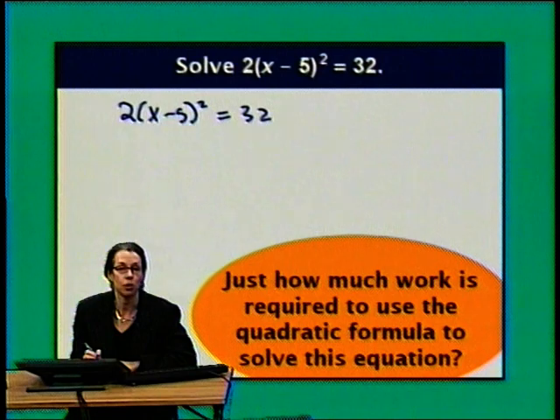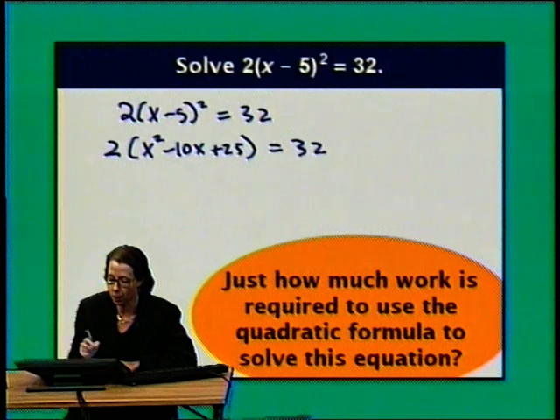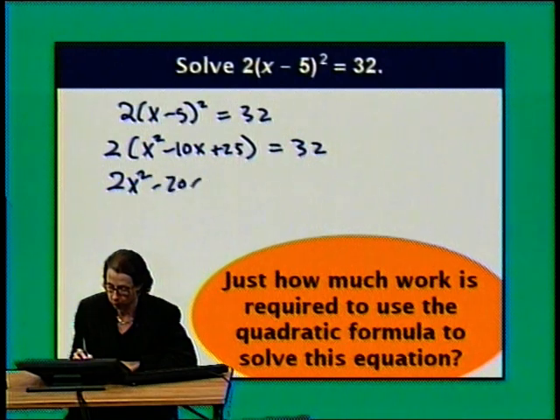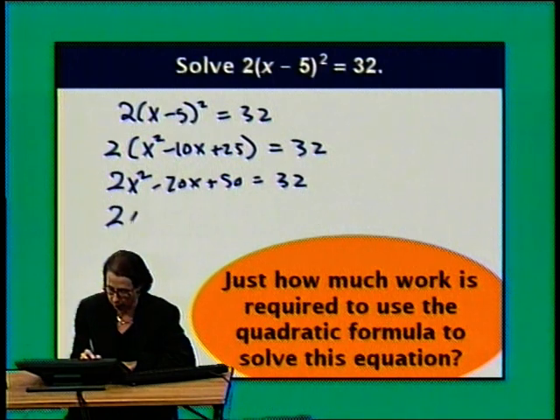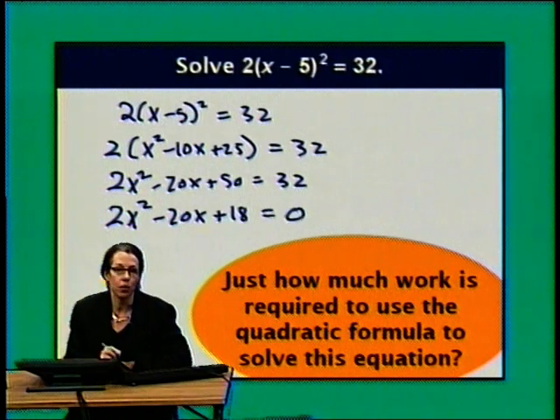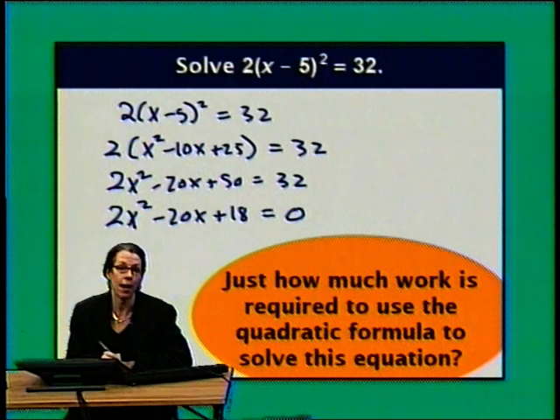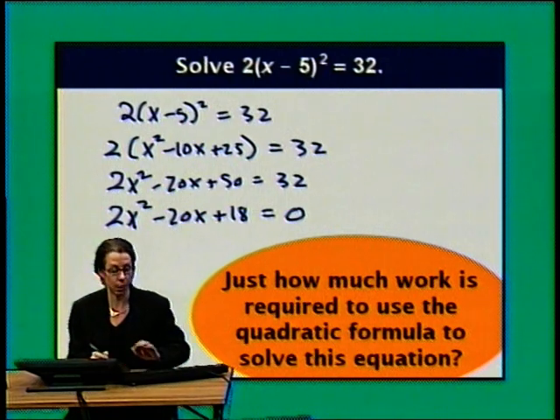So the first thing I need to do is expand (x minus 5) quantity squared. That's going to be x squared minus 10x plus 25. Multiply that trinomial through by 2. And then subtract 32 from both sides. So at this point, I'm ready to go ahead and think about using the quadratic formula, or perhaps solving this by factoring. But it was so much easier to use the square root property, at least in my opinion, for this equation.